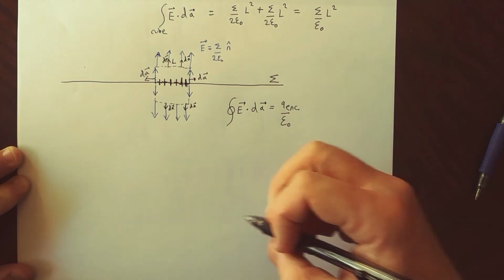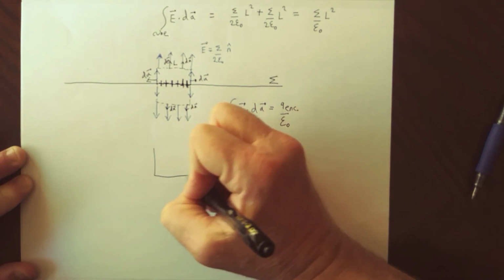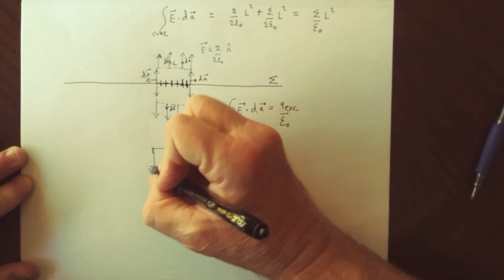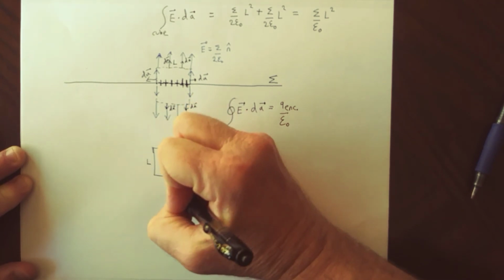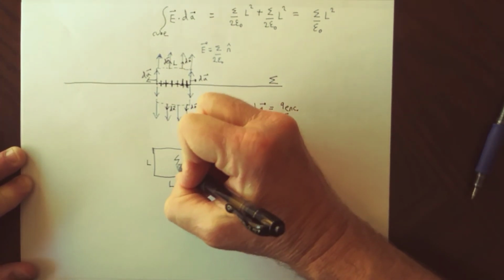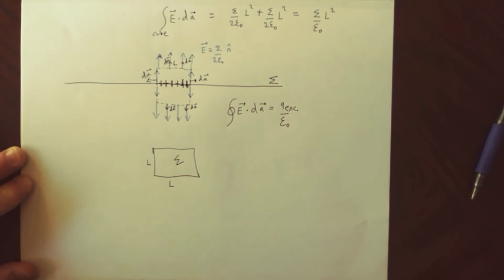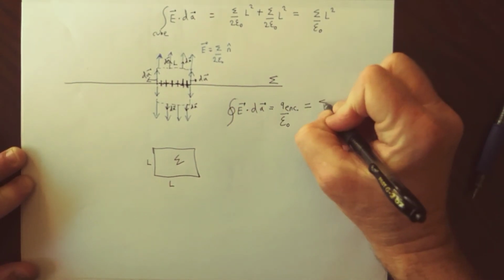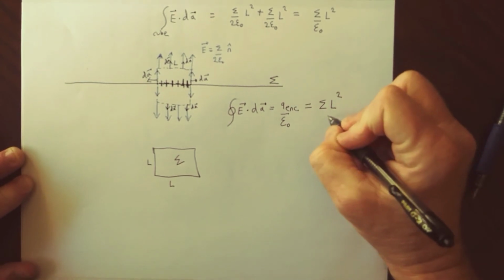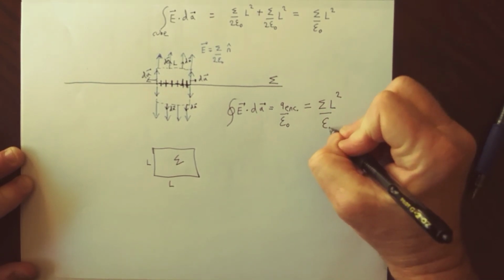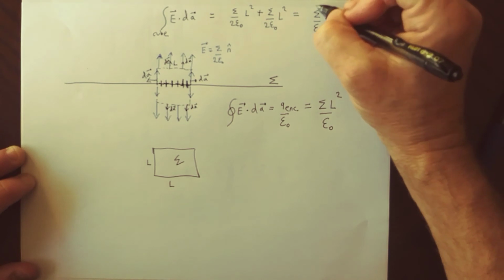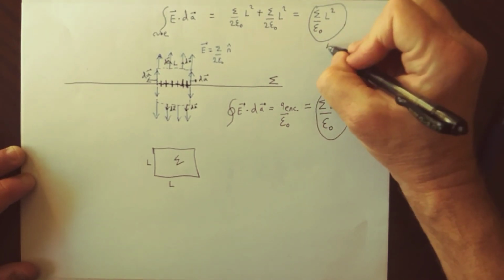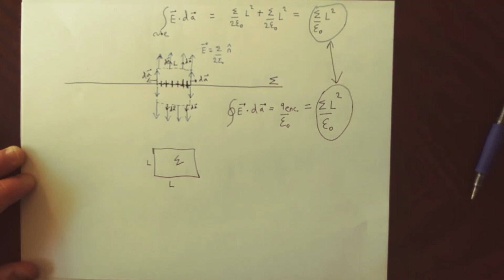So if we look at it from above, we see a square of length L, and there's charge density sigma. So how much charge is that? It's just the density times the area, so it's sigma times L squared. We divide that by epsilon naught. So it's even more straightforward. And we can see that whether we do it by brute force or using Gauss's law, we get the same result.